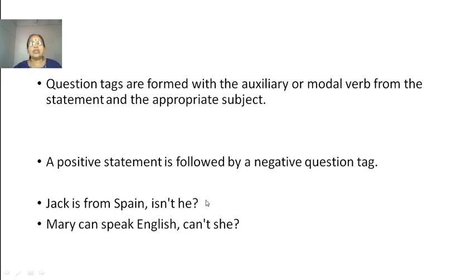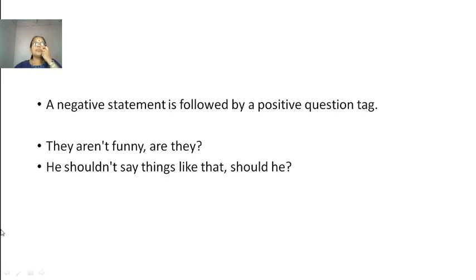These are question tags, right? Mary can speak English. Mary means she is a girl. So here can is an auxiliary verb and we have added not, and she means here Mary, right? Understood? Now, a negative statement is followed by a positive question tag. If the sentence is a negative one, the tag will be positive.